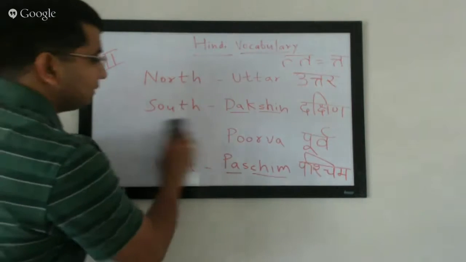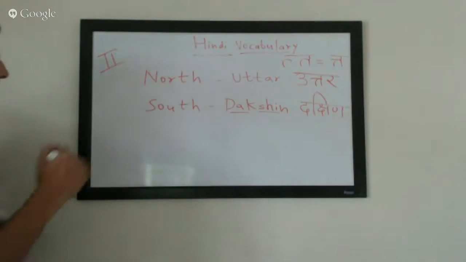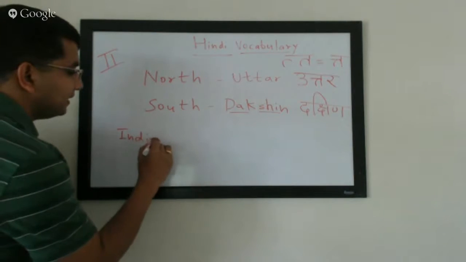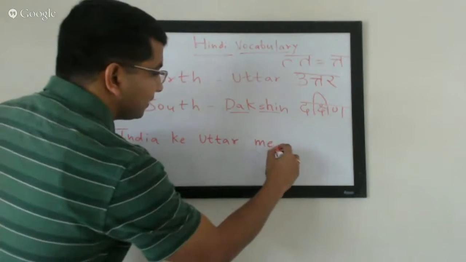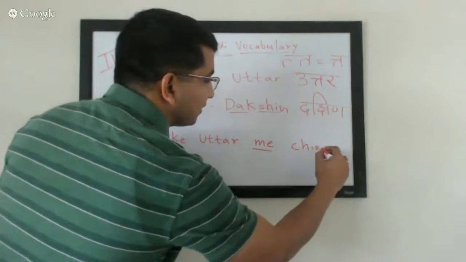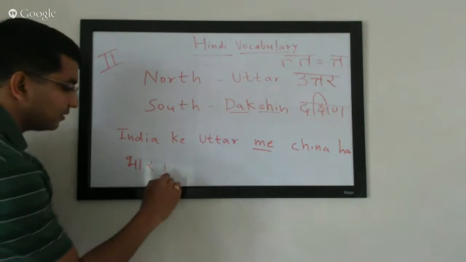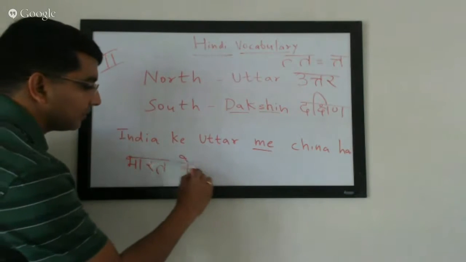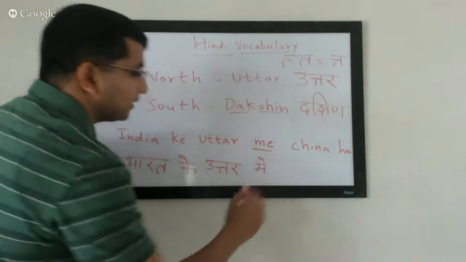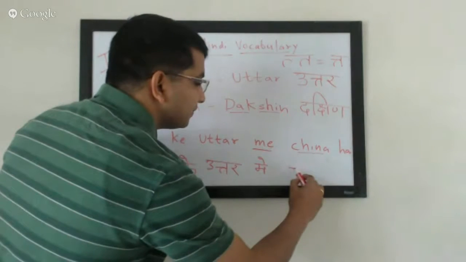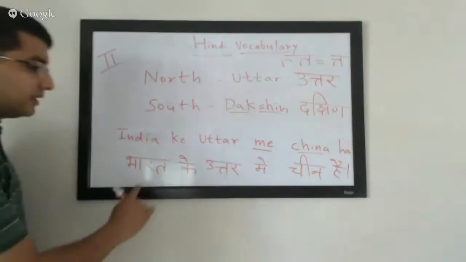I'm going to just write one example so that you have it written down as well. इंडिया के उत्तर में चाइना है. Right? You can write it as भारत के उत्तर में. If you remember, China is Cheen in Hindi. Right? भारत के उत्तर में चीन है.